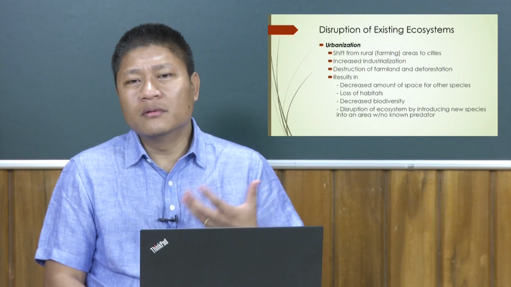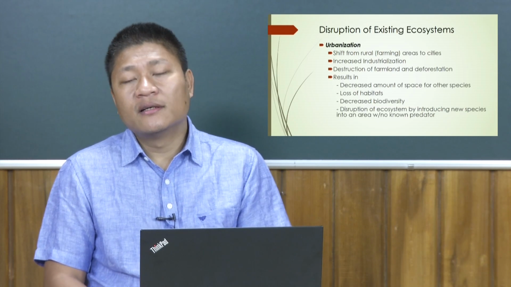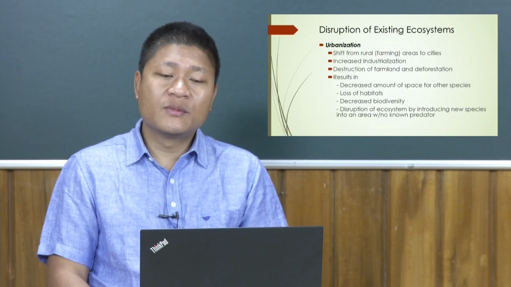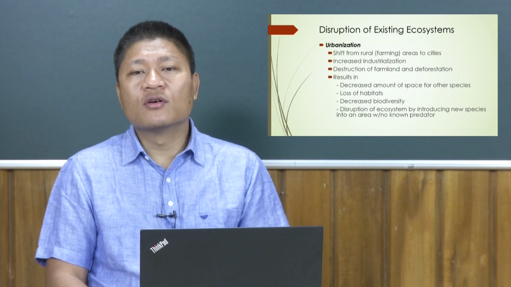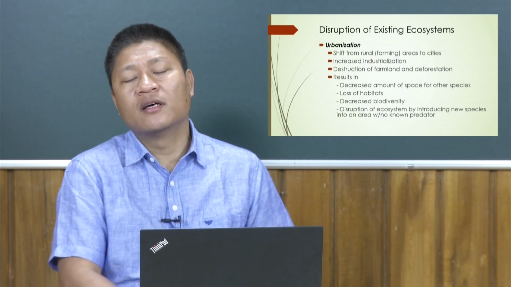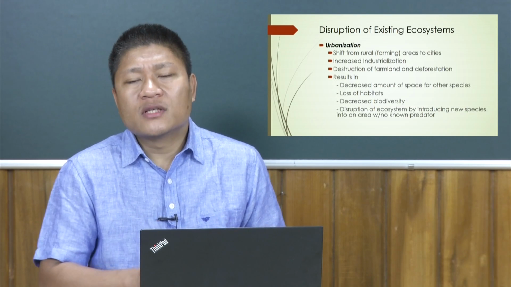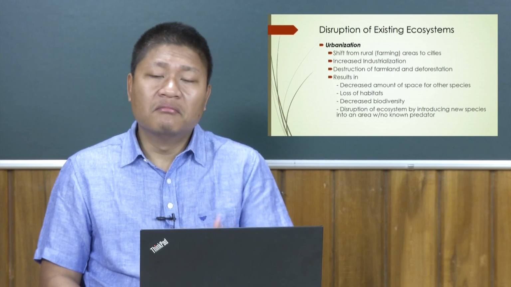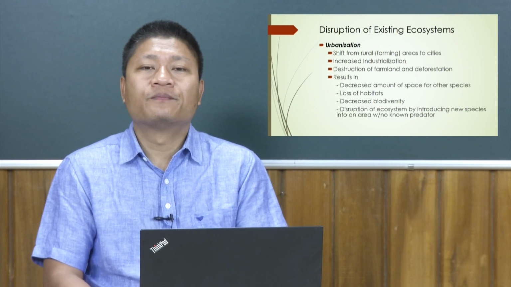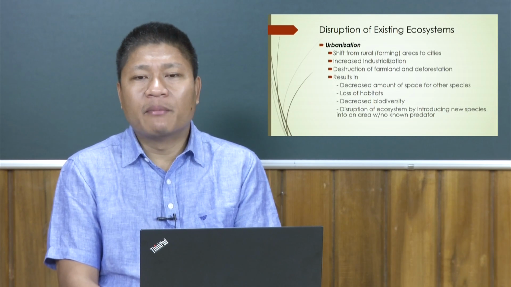Now, this destruction of farmland and deforestation have resulted in a decrease not just in the amount of space for other species, but also in the loss of habitats. For instance, since we populate and move towards the cities, we tend to pose a threat to these spaces, and there is an increasing loss of habitats, and we also witness a decrease in biodiversity.